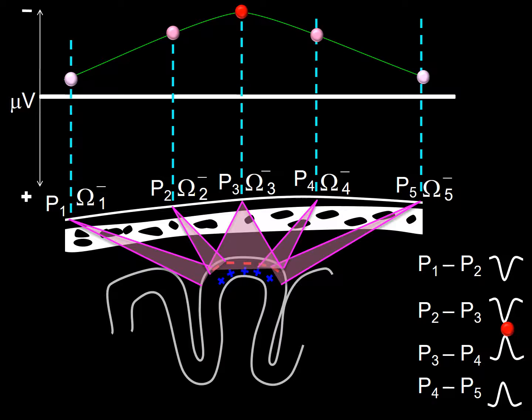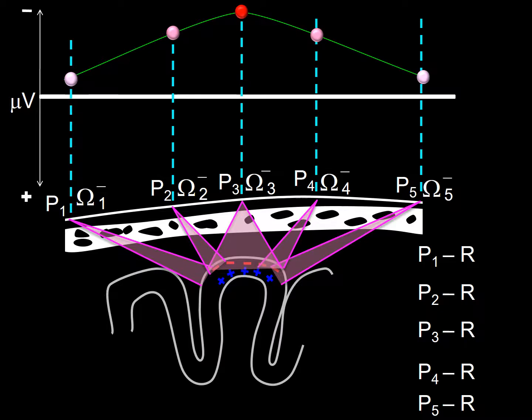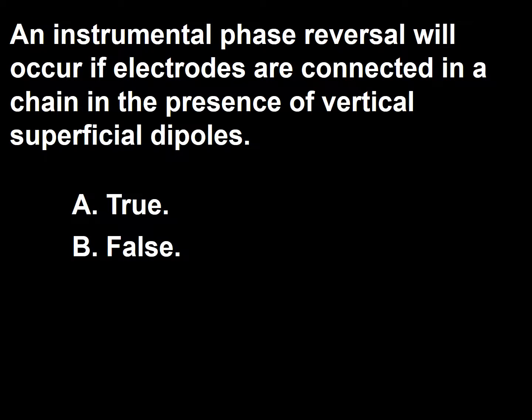Connecting those electrodes in a chain as we did before, indicated over the right side of the screen, we will see an instrumental phase reversal at the level of P3. On the other hand, connecting those electrodes to a common neutral electrode, here represented by R, will yield all waves going up, that is, being negative, with the highest amplitude at P3. So the answer to this question is true.